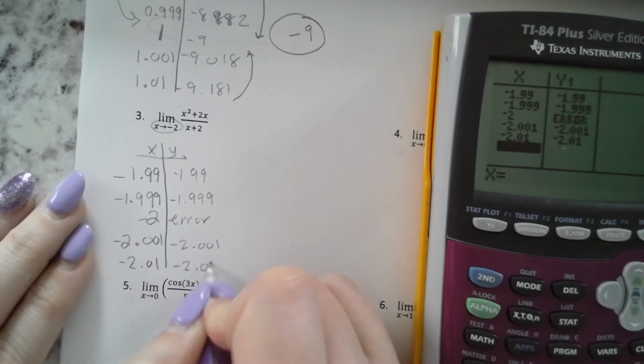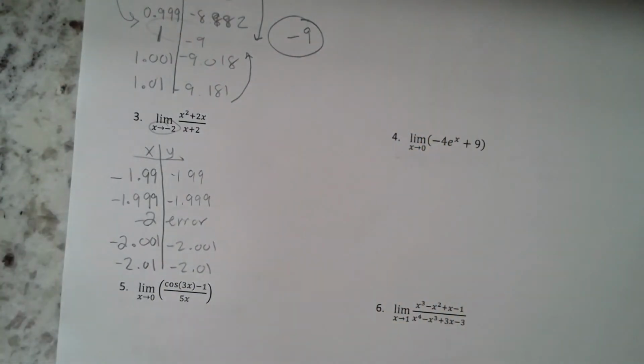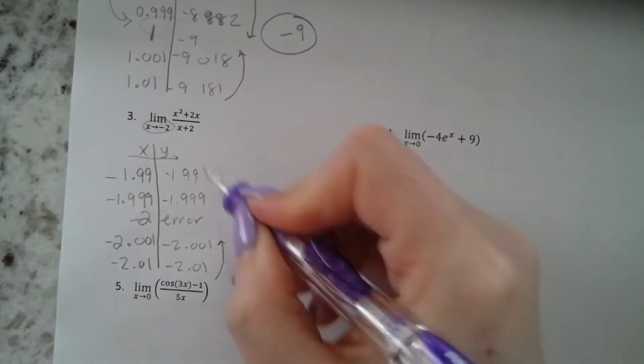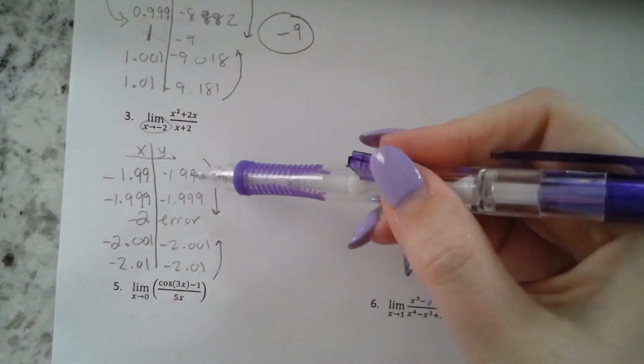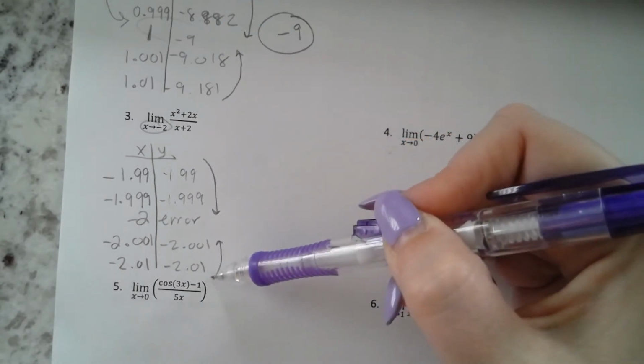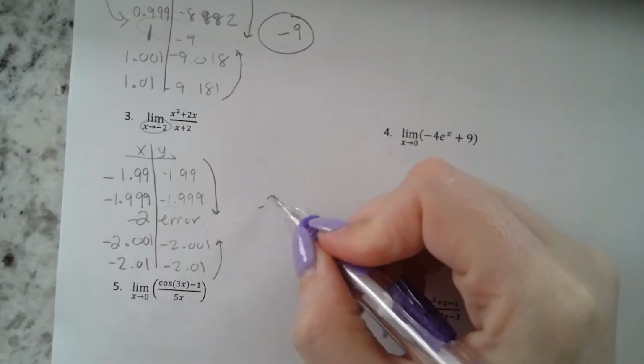Now keep in mind, when we go to find our answer here, we don't care that there's an error. We're looking at, as we're getting closer and closer, what's happening. Well, these numbers are getting closer and closer to -2.